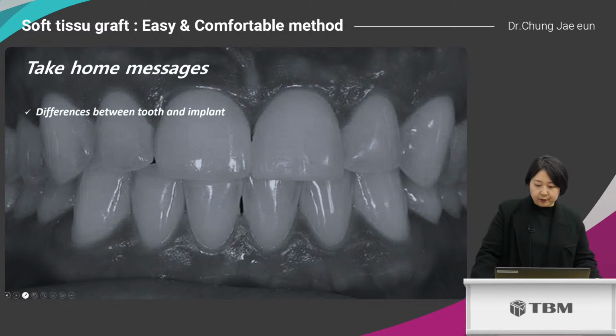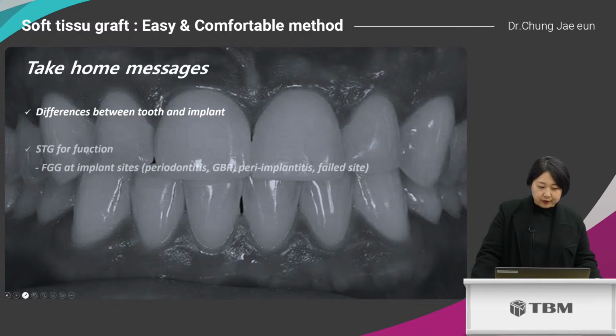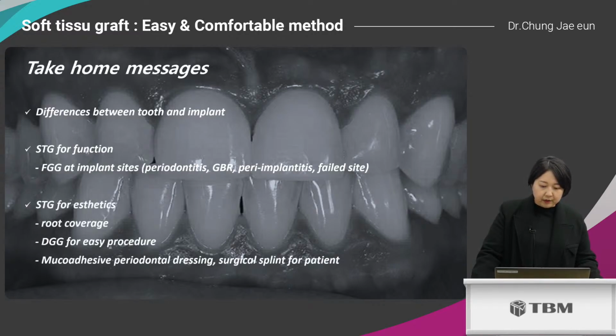Before we perform a soft tissue graft around a natural tooth and implant, it is important to understand the histological differences between the two tissues. A free gingival graft can be done for function, and it is a relatively easy procedure with high predictability, so it would be a good choice to maintain keratinized tissue around the implant. For aesthetics, a connective tissue graft in the anterior region for root coverage is the most common case. For easy graft harvesting and handling, DGG would be a good choice to reduce the patient's discomfort.